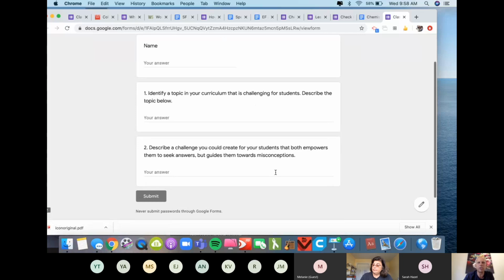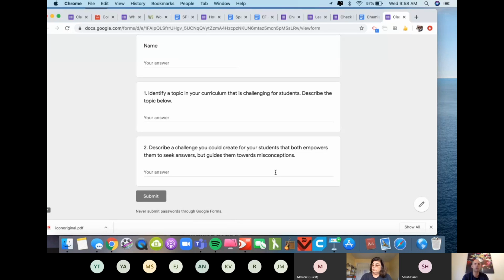Identify a topic in your curriculum that is challenging for students. Describe the topic below. And then describe a challenge you could create for your students that both empowers them to seek answers but guides them towards misconceptions. And this cycles us back to that initial question I had for you. What is the purpose of the challenge?